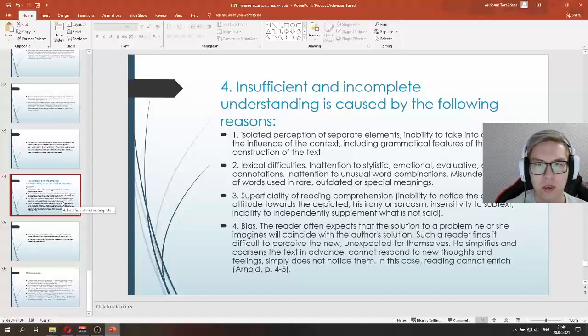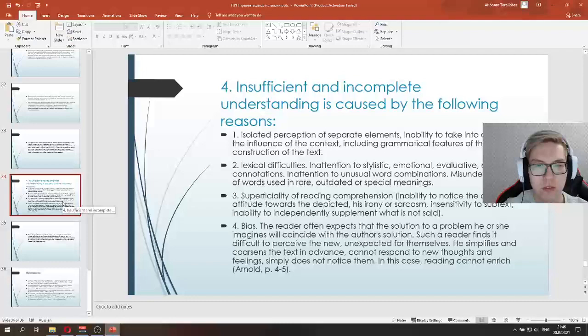So reason number 1 is isolated perception of separate elements, inability to take into account the influence of the text, of the context, including grammatical features of the construction of the text. Second, lexical difficulties. Inattention to stylistic, emotional, evaluative, expressive connotations. Inattention to unusual word combinations. Misunderstanding of the words used in rare, outdated, or special meanings.